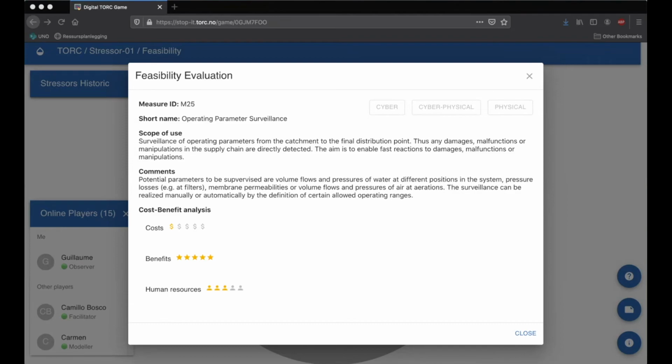Yeah, because to detect it quickly is one thing, but then to fix the problem quickly is maybe also not so easy. It depends on the availability of human resources, I suppose. But I agree with the stars, etc., given here.